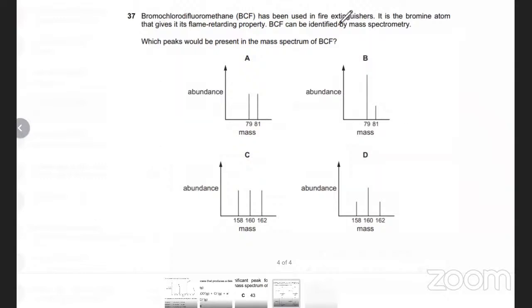So again, another one. We've got whatever this is, BCF, bromochlorodifluoromethane, right? What's bromochlorodifluoromethane? That's bromo, two fluorines, one Cl, and one Br.